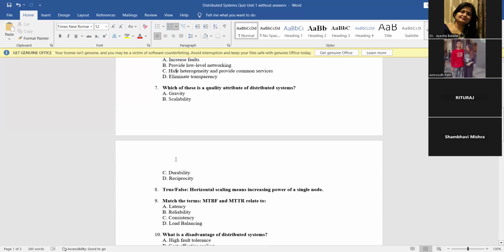Next question: which of these is a quality attribute of a distributed system? I have given you a website on WhatsApp, where all the fundamentals were shared and discussed. If you go through that, this answer is going to be very simple. Now see, what is gravity basically? What do you mean by gravity?